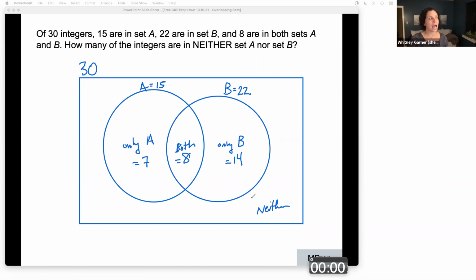From here, I'll add all of these numbers up. You could leave it as 8 plus 14 was 22, plus these 7 is 29. And so the group that must be neither is just 1.